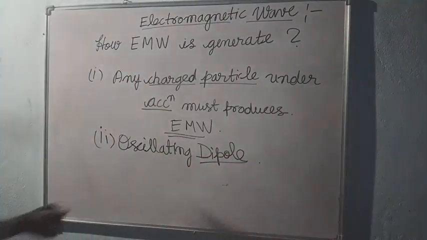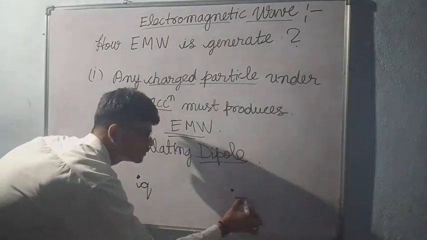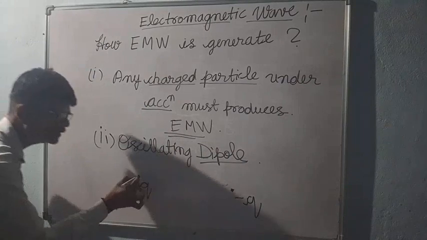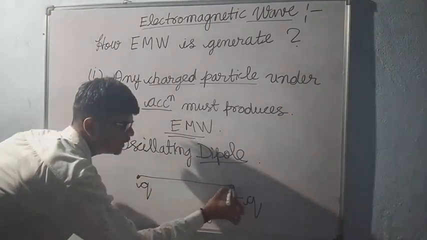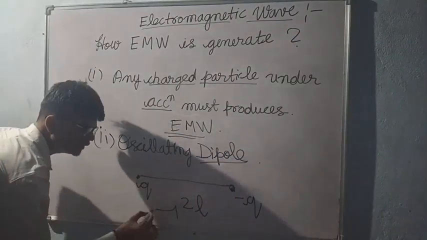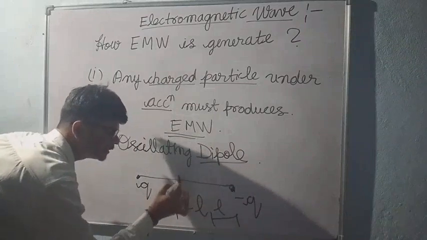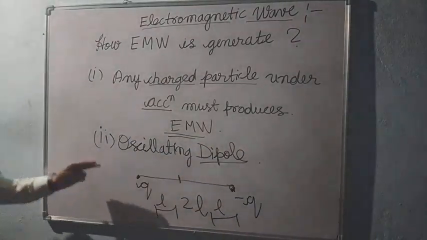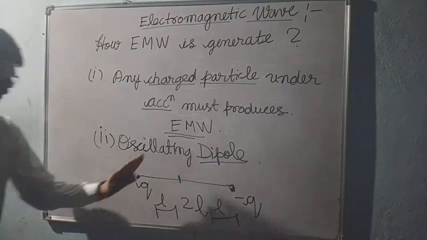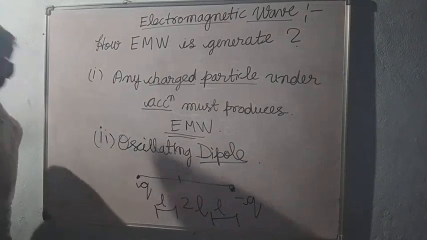A dipole is nothing but two charges, plus q and minus q, placed apart from each other at a length capital L, which is equal to 2l, two times small l. From this point to this point the length is l, and from here to here also the length is l. This is the center point. So this electrostatic dipole also produces electromagnetic waves when it oscillates.